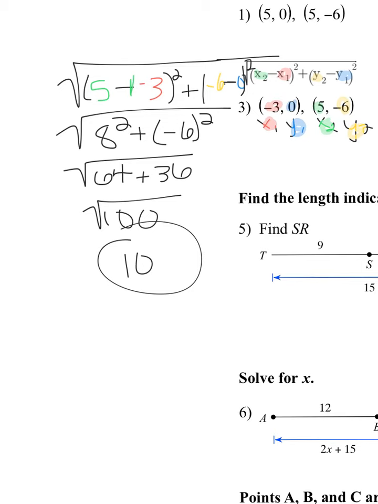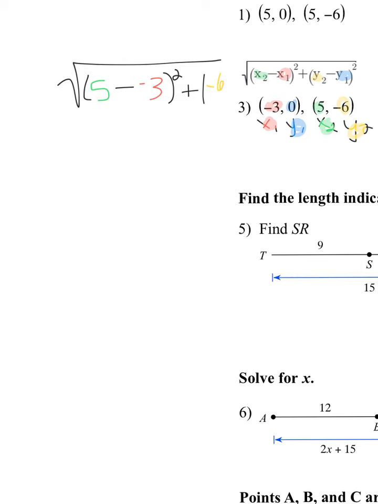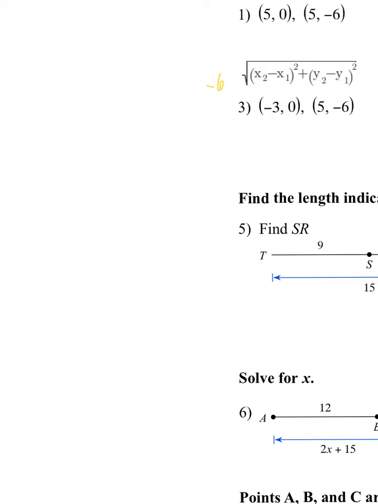Let's see if my next problem can be at least a little bit neater. We'll see. Okay.